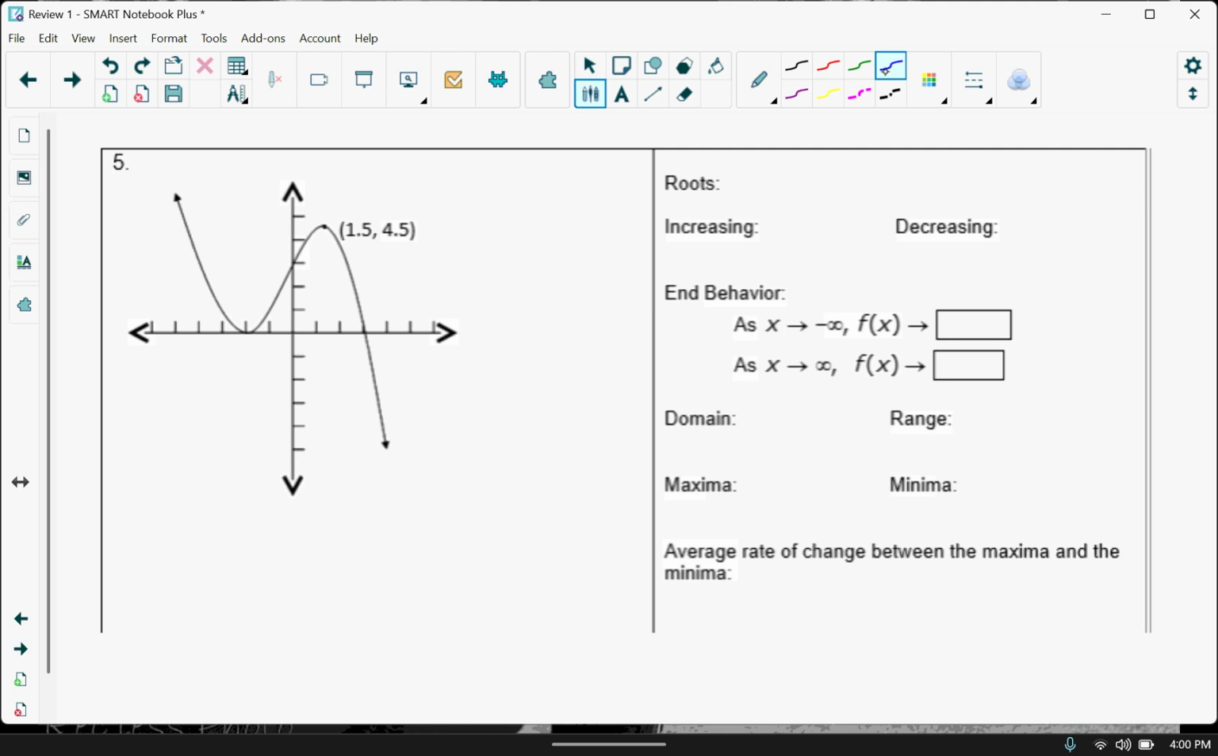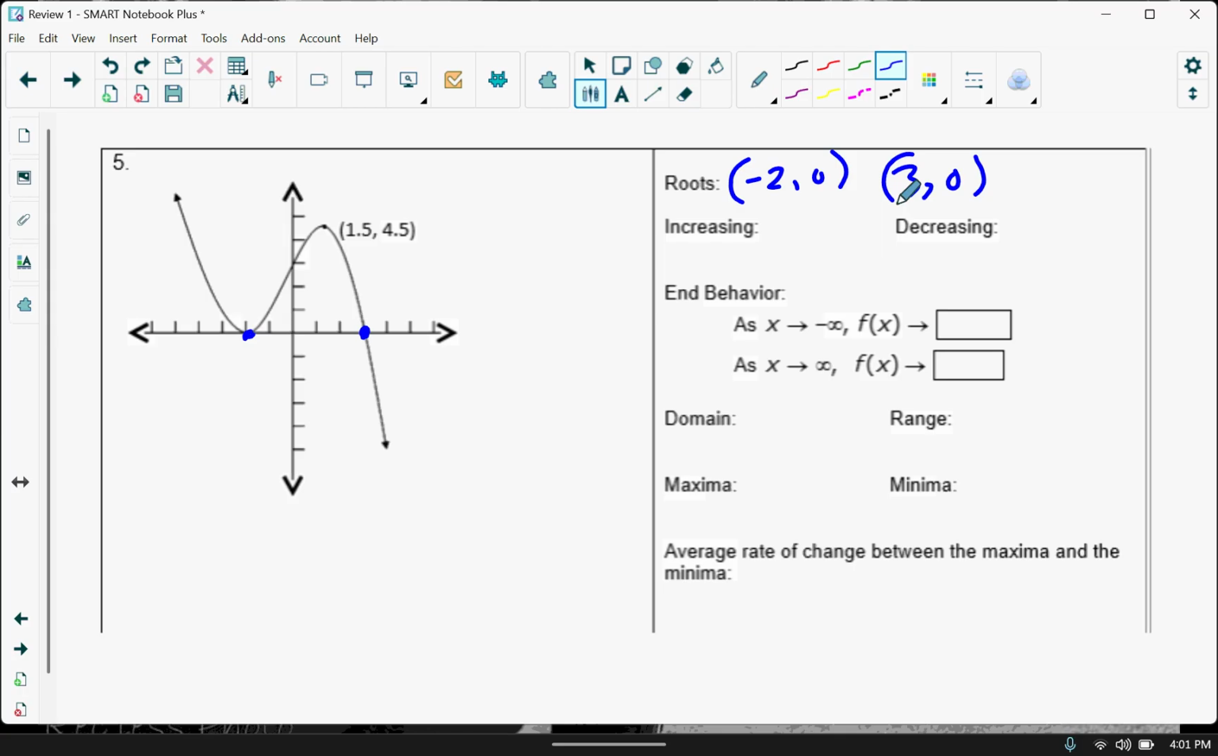So in number 5, it looks like we have a cubic graph. The left arm is pointing up and the right arm is pointing down. Let's do the roots first. So the roots happen anytime the graph touches the x-axis. So it looks like this one has 2 roots. And actually it has 3. If you notice the graph where it touches and bounces off, that means it's a double root in that section, but that's a little advanced for this test. One of the roots is going to be at (-2, 0), and the second one is going to be at (3, 0).